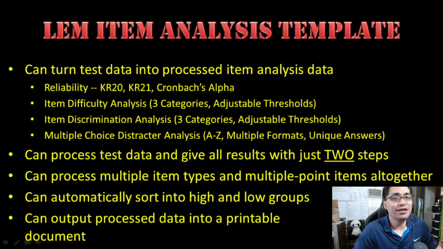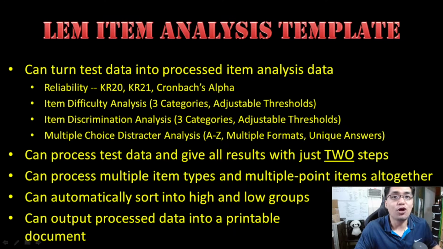This template also does multiple choice distractor analysis. The distractors it can handle range from A all the way to Z if it is needed. It can be done in multiple formats, but the template can only handle multiple choice questions with unique answers. This template can process all test data and give all of its results with just 2 steps. All you actually have to do is input item types and then test data. No more need for multiple step processes like arranging the names, separating into high group and low group, etc.